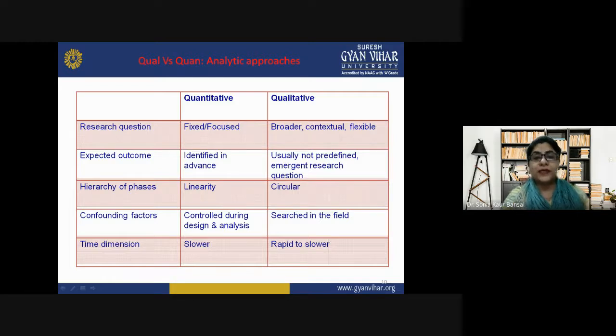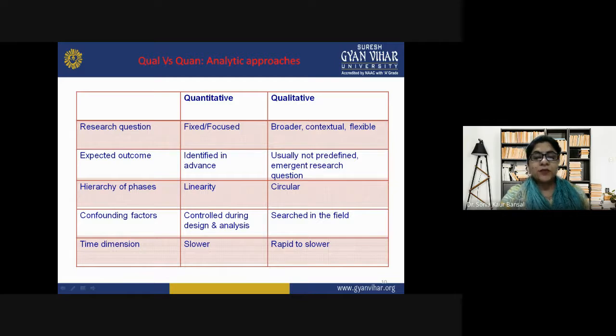where the research question is emergent. Now, when we talk about hierarchy of phases, quantitative research deals with linearity, but qualitative research deals with circularity. Then confounding factors are controlled during design and analysis in quantitative or numerical research, but in qualitative research, confounding factors are searched for in the field only.